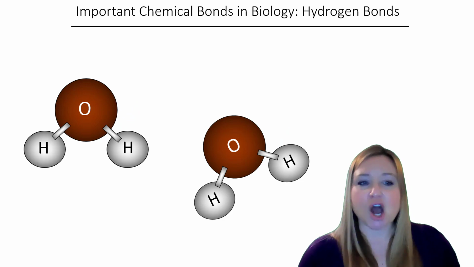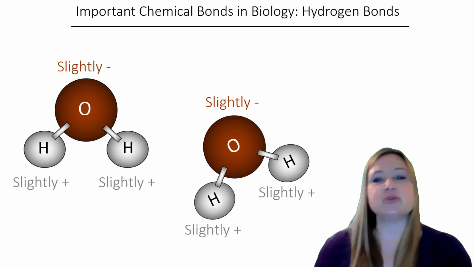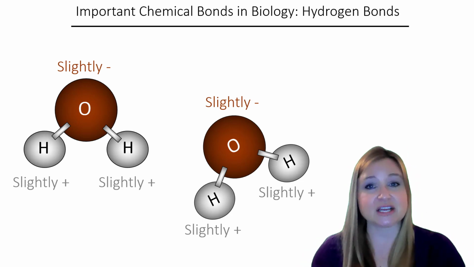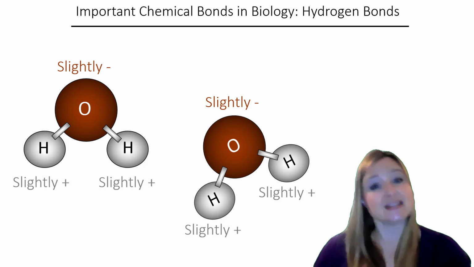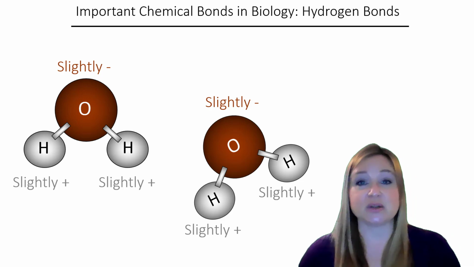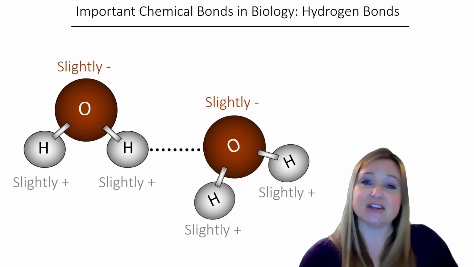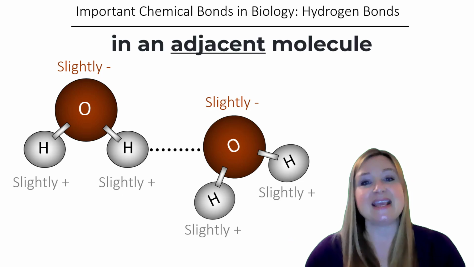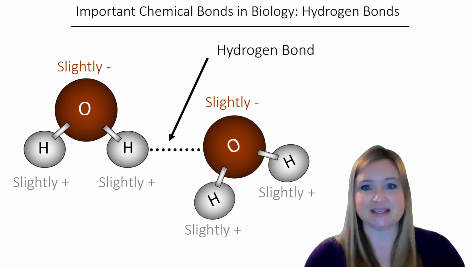Well, because oxygen is more electronegative, right, it's going to attract hydrogen's electrons more frequently. And because those electrons are negatively charged, oxygen within a water molecule is going to be slightly negatively charged because it has the electrons more frequently than hydrogen does. So the slightly positively charged hydrogen is attracted to the slightly negatively charged oxygen in an adjacent molecule. And that's what the hydrogen bond is.